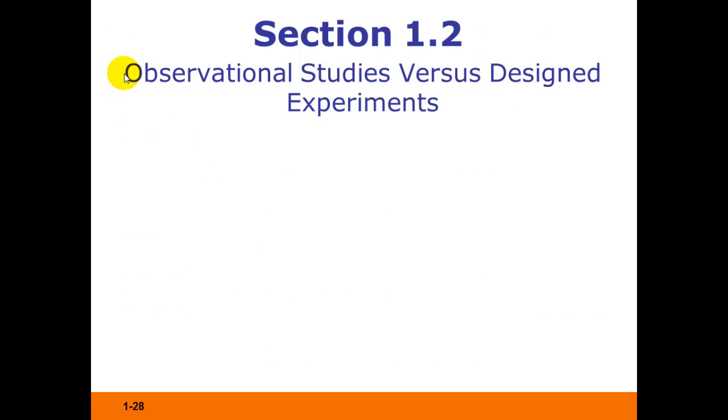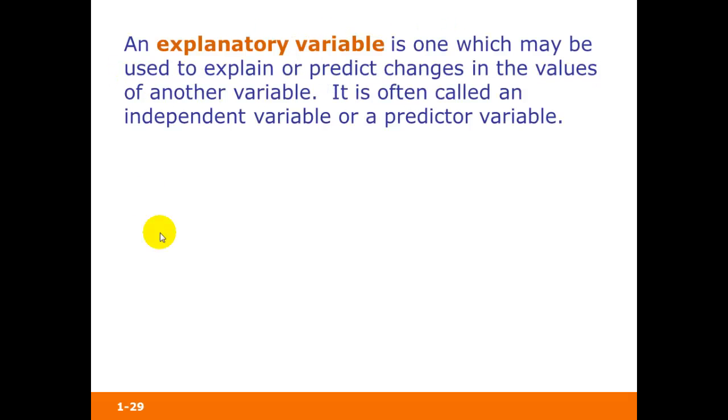Section 1.2 talks about observational studies versus designed experiments. So first we have to define some terminology. An explanatory variable is one which may be used to explain or predict changes in the values of another variable. It's often called an independent variable or a predictor variable. In other words, this is the variable that if we were doing an experiment we might try to change and then see what the effect is on other variables.